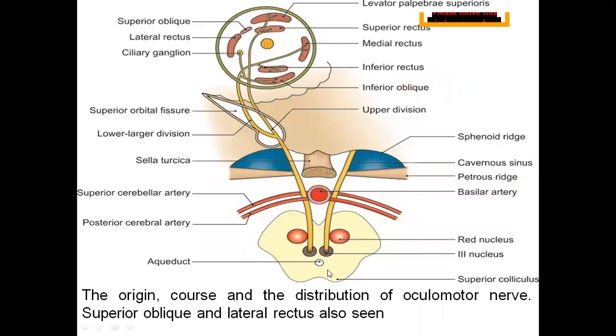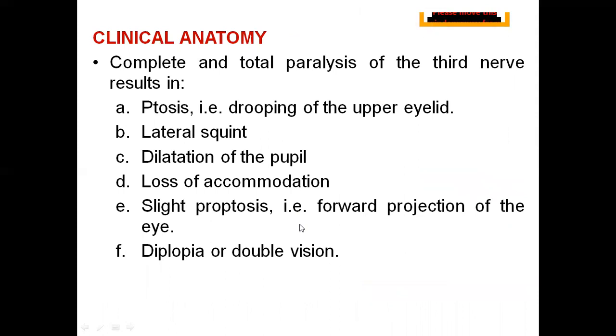Okay, this is one more picture which is taken from Chaurasia. You can see how this nerve comes out, the third nerve. It's going between the two arteries, the superior cerebellar and posterior cerebral, and its relations to the cavernous sinus, how it is entering into the superior orbital fissure and its subdivisions into superior and inferior divisions, and thereby the muscles supplied. So complete and total paralysis of the oculomotor nerve results in ptosis.